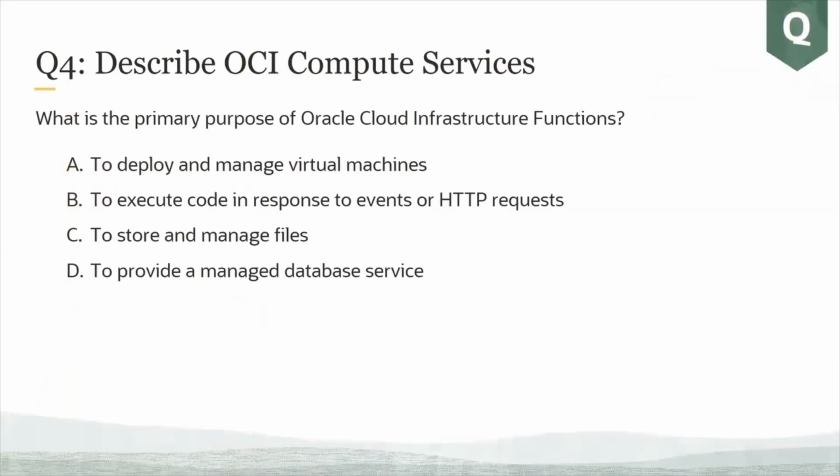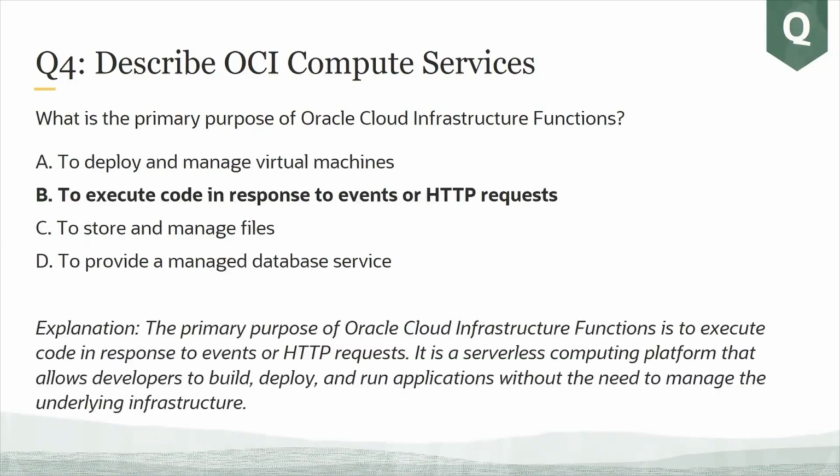Alright, so the next question on compute is, what is the primary purpose of Oracle Cloud Infrastructure Functions? Functions is a serverless offering. So let's give 5 seconds. We'll look at the right answer. Alright, so the correct answer here is to execute code in response to events or HTTP requests. And functions, basically, the primary job is to run code in response to events or HTTP requests.